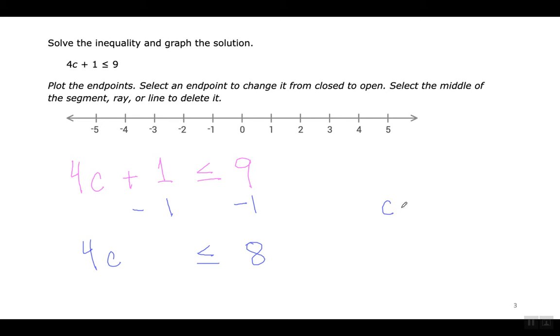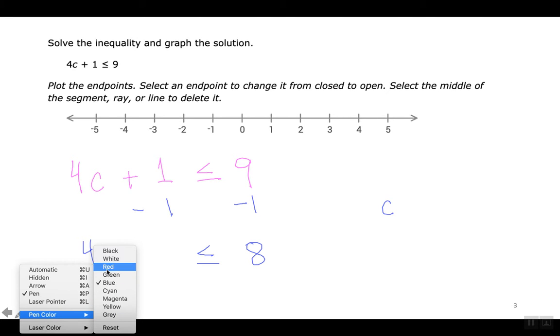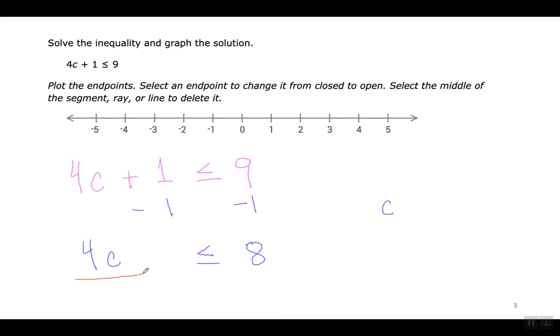And now my last step is to get rid of that 4 by doing the opposite of multiplying by 4, which will be dividing both sides by 4. So when I divide both sides by 4, these 4s cancel out, so c is going to be less than or equal to 2.